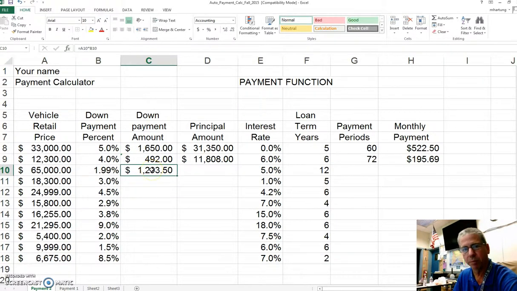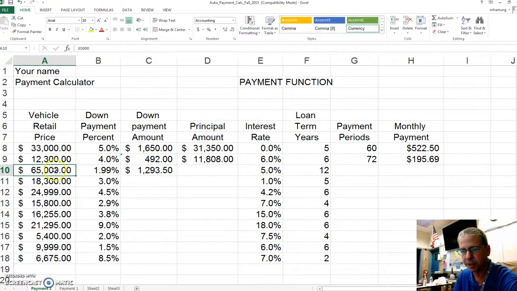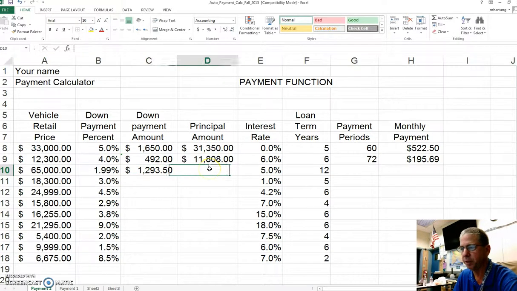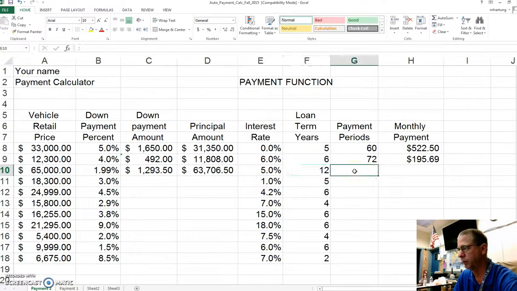$1,293.50 is the amount of your money that you will have to put down in order to pay for this $65,000 vehicle. So the amount you need to borrow from the bank will then be the $65,000 minus your down payment. And then the last thing we need to calculate before we do our monthly payment is the number of payment periods. Simply the term of the loan times 12 months in a year, 144. 12 times 12, 144 monthly payments need to be made in order to pay off that loan right there.